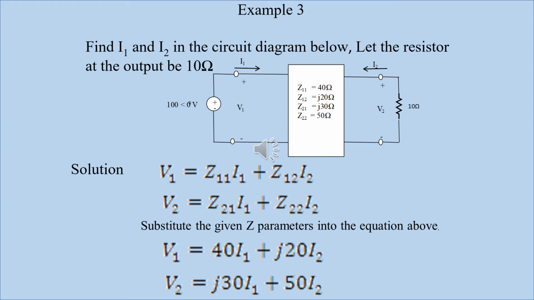Substituting this into our impedance equation. Remember our impedance equation: V1 equals Z11 I1 plus Z12 I2, and V2 equals Z21 I1 plus Z22 I2. We substitute these values into that. We have our 100 angle 0 volts, as we will see later in the next slide, equal to 40 I1 plus j20 I2, and our V2, which is minus 10 I2, equal to j30 I1 plus 50 I2.